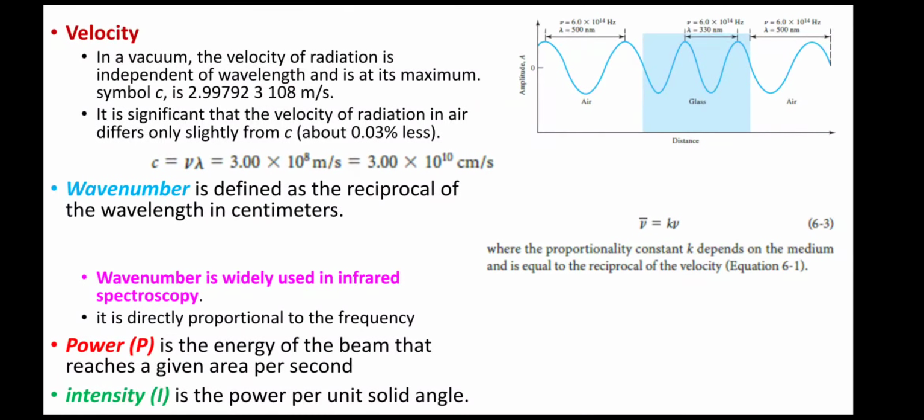Okay, then wave number is defined as the reciprocal of the wavelength, in per centimeter. It is called the wave number. It is how many waves are produced per centimeter.